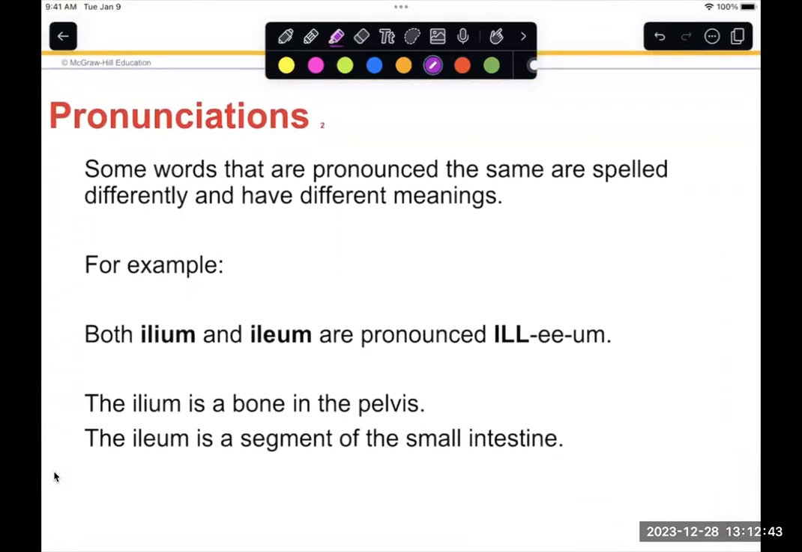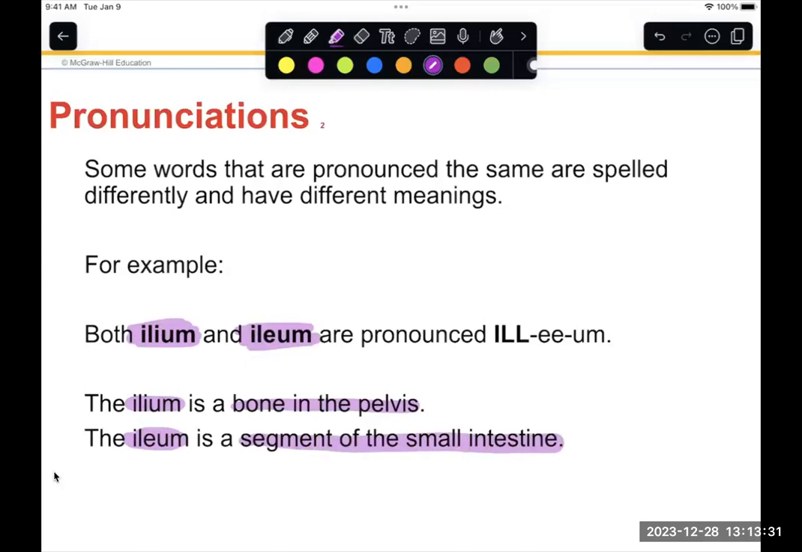So let's look at some of these. Two words can be pronounced the same but spelled differently and have different meanings. This is where medical terminology gets very confusing at times. Ilium and ileum. These are pronounced the same. Ilium is a bone in the pelvis. Ileum is part of the small intestine.